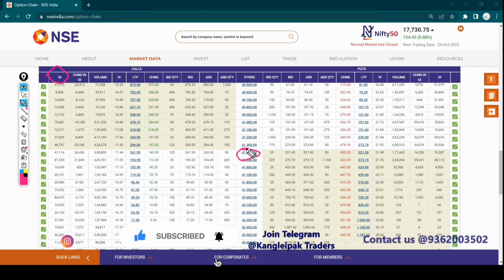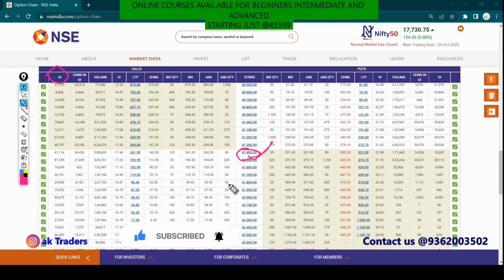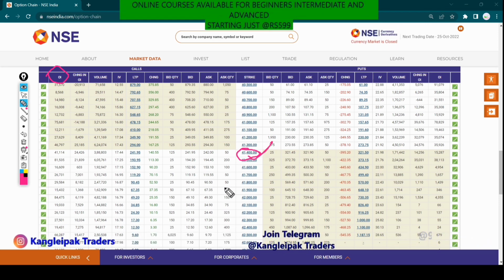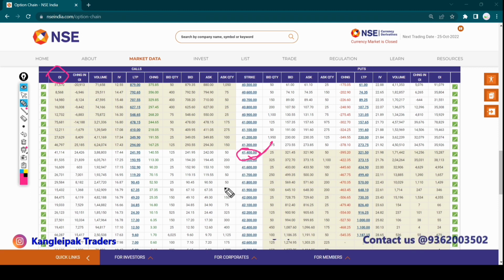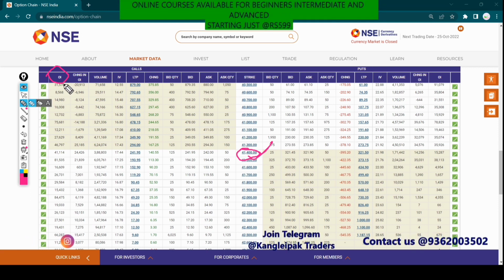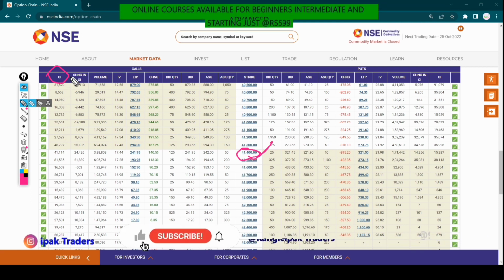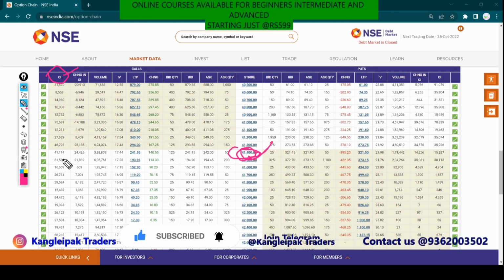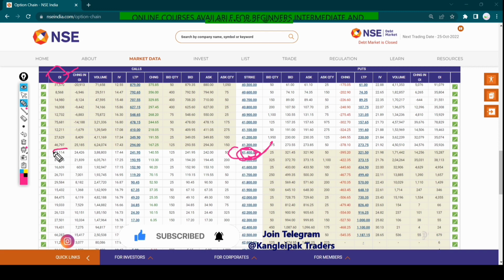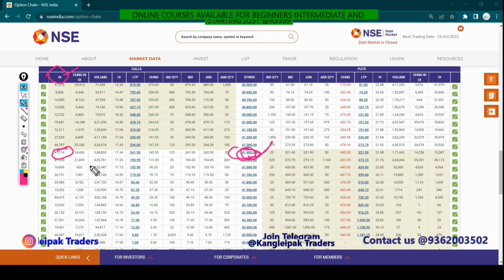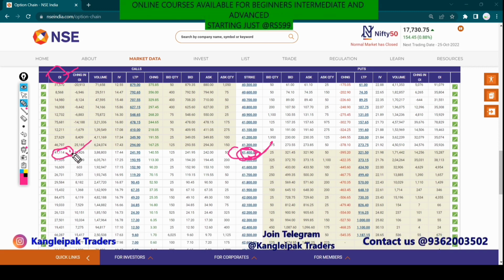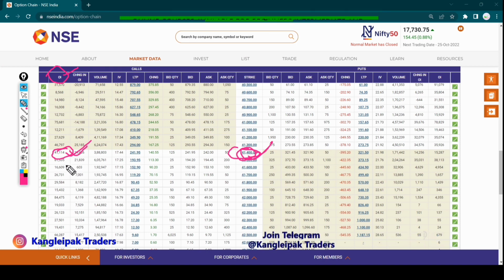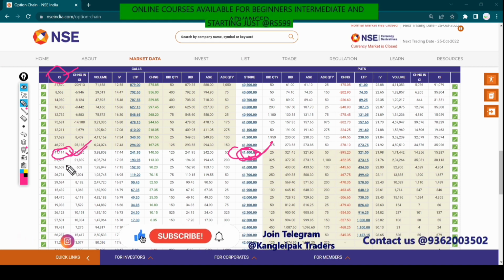What is strike price? These are all known as strike prices. I'm not going to go into detail about what a strike price is and all this. I'm just focusing on what open interest is. The number of people betting on this particular strike price is shown in this option, on the open interest side.